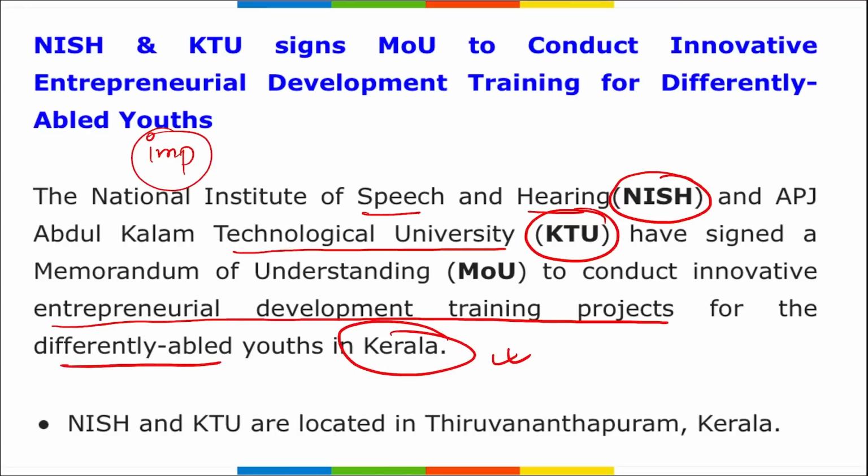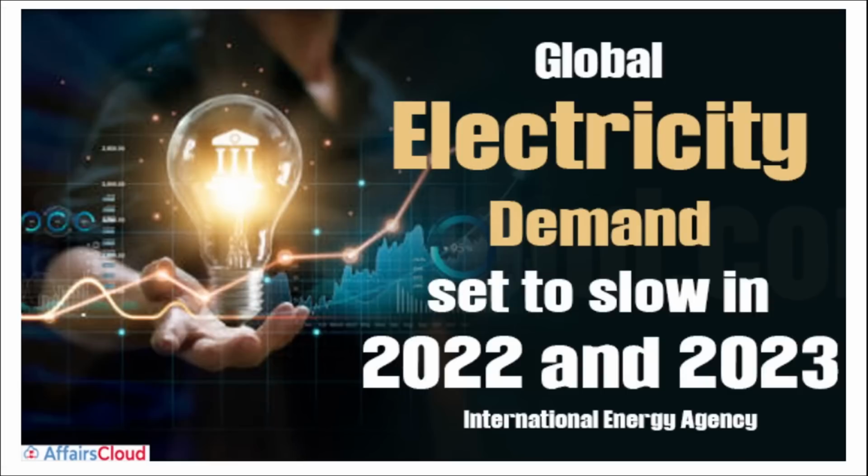These NISH and KTU, they both are located in Trivandrum, Kerala only. Then remember, the MOU will take forward the collaboration for innovation by youth with disabilities. Representatives of 15 colleges affiliated with KTU have signed an MOU. These colleges will be implementing the project. Under this project, 20 people in the age group of 15 to 40 will be given training. Highly important friends, remember this.